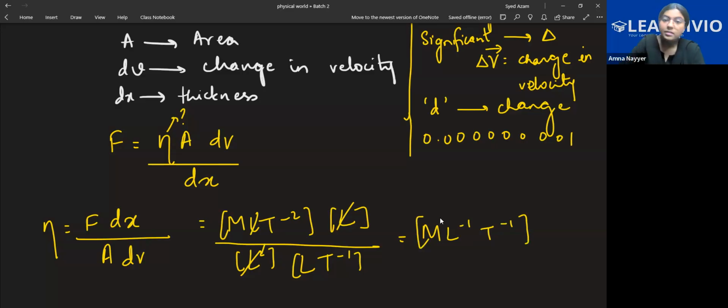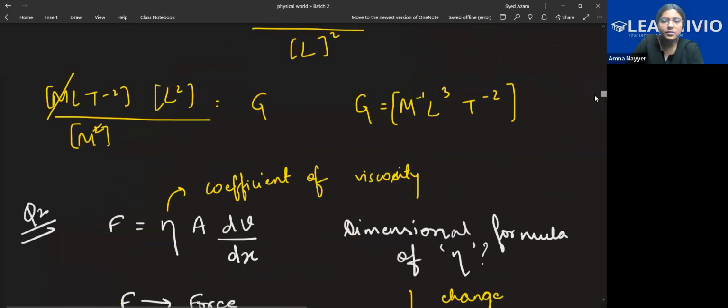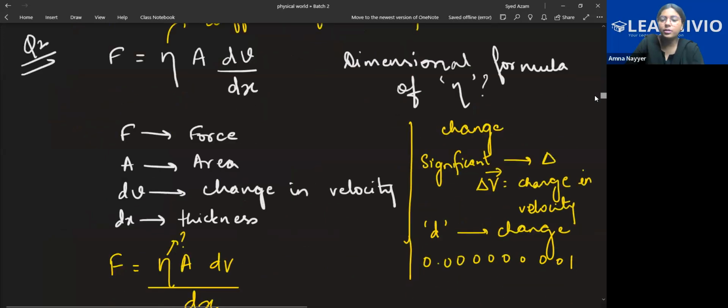Practice. I'll give you some questions from this today. Try to practice it. Okay. Write down this. Then we'll see some more quantities.